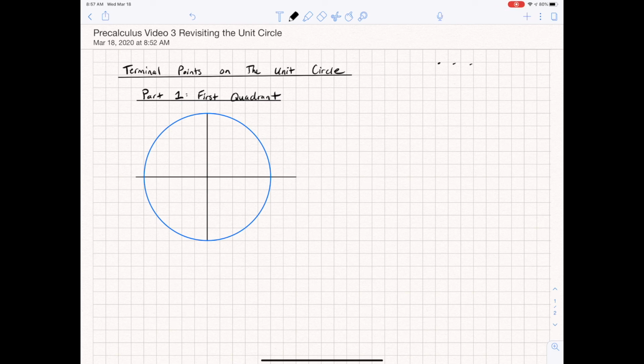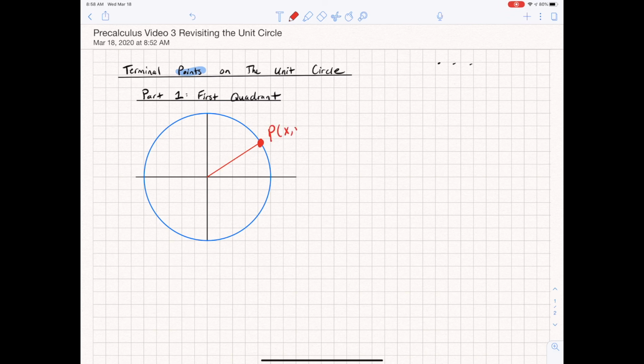For video 3, we are going to revisit the unit circle, starting with looking at the terminal points on the unit circle. What I mean by terminal points is, as we travel around the circle, and I'll draw this here, the spoke as I go around will always intersect the circle at a specific point. For example, if I'm staying in the first quadrant, which is my plan right now, I'll do it about right here. This intersects the circle at a specific point.